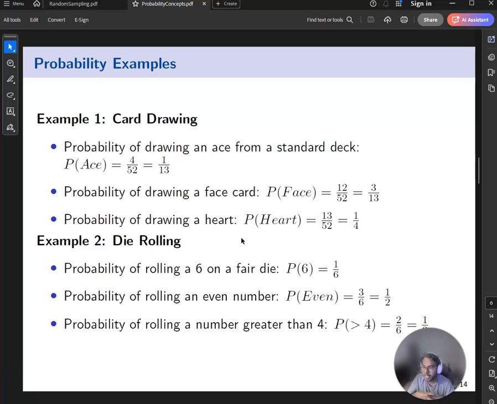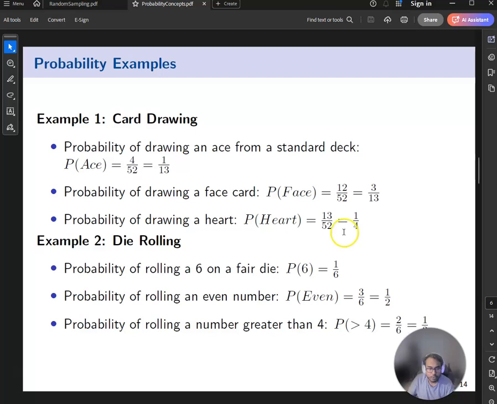Well, there are 4 aces in a deck out of 52. So the probability of drawing an ace is 4 out of 52, which is 1 by 13. The probability of drawing a face card, which is jacks, queens, and kings, is 12 out of 52, which is 3 by 13. The probability of drawing a heart is 1 upon 4.